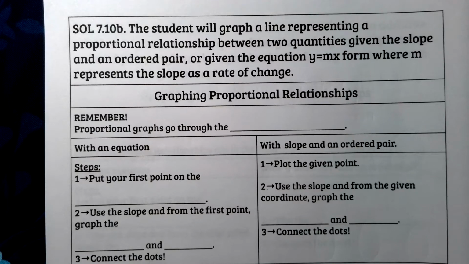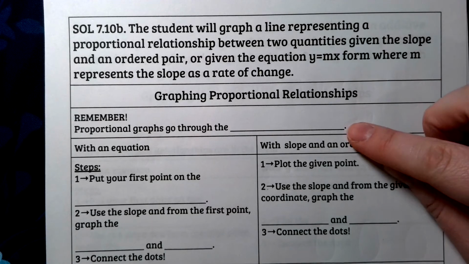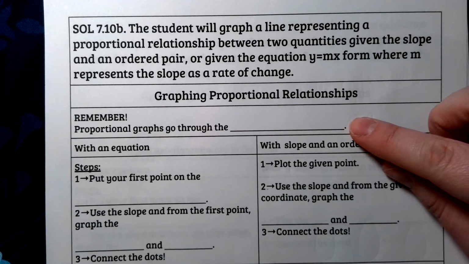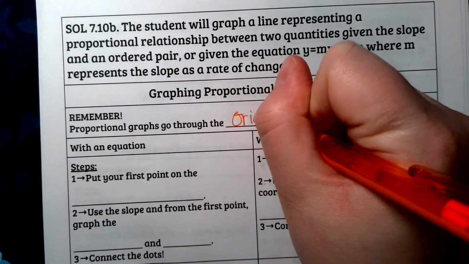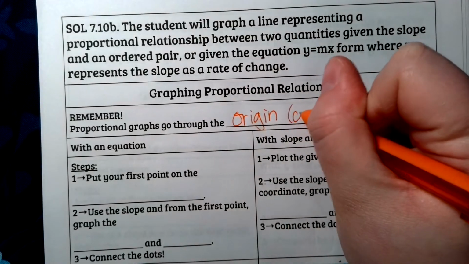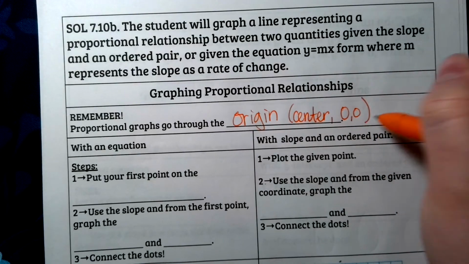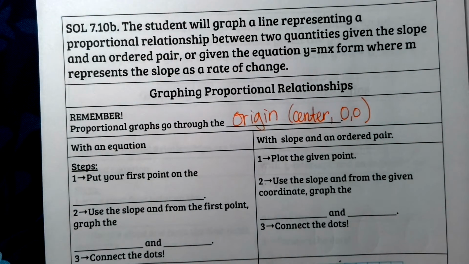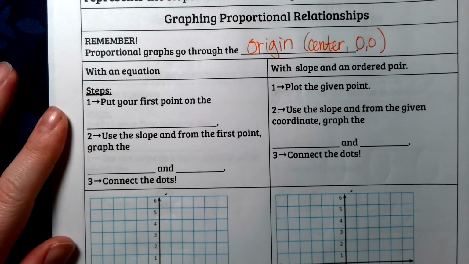We are going to now work on graphing proportional relationships. Quick reminder, proportional graphs go through the what? They go through the origin. Remember the origin, that's the center of the graph. That is the point 0, 0 on our graph. So if you aren't quite sure where to start, put a dot right in the middle, and that's at least a great start for where you need to go.